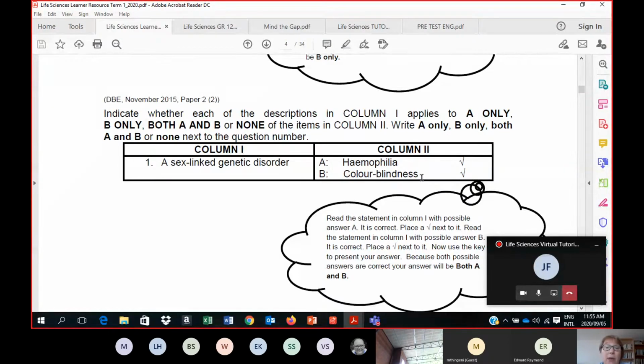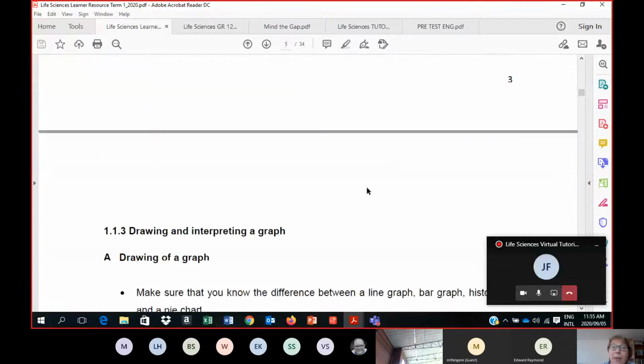So both of these answers are correct. So then we would write down both A and B. Okay, so those are two important types of questions.